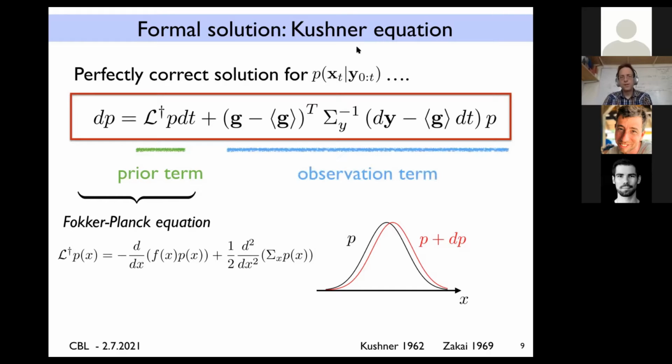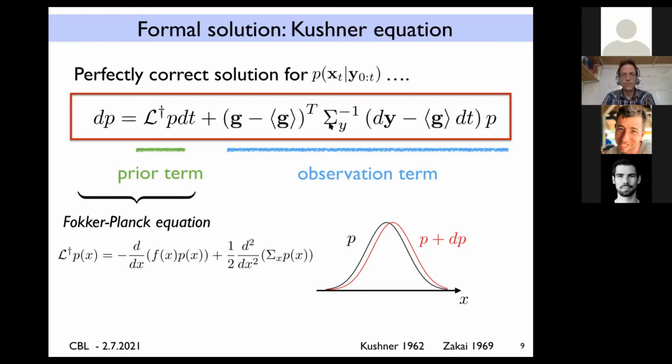But now there's this additional term, g minus the expectation of g, where the expectation is according to this distribution p, times dy minus the expectation of g dt, times p, right? So if the observations are very noisy, so this is the covariance matrix for the observation process. If this is really large, then this whole term goes to 0, and P will evolve only according to the prior, right? And if the noise is very small, then the observation term will dominate.